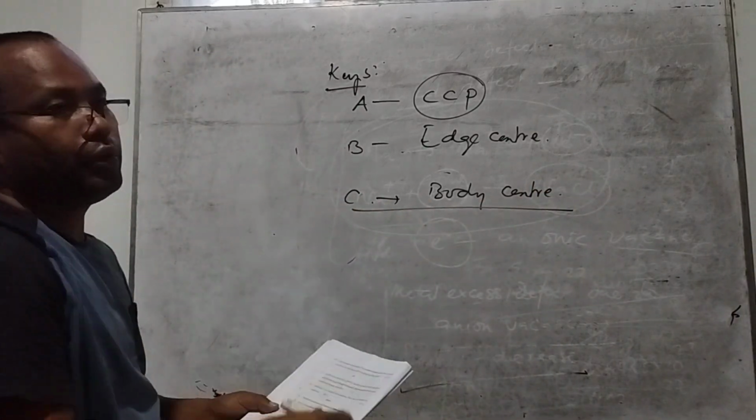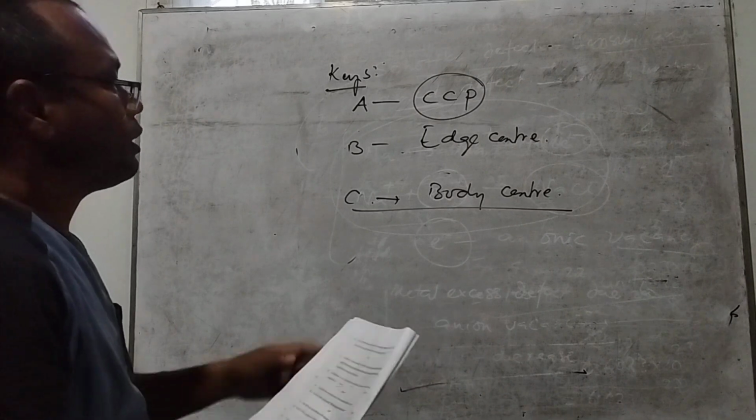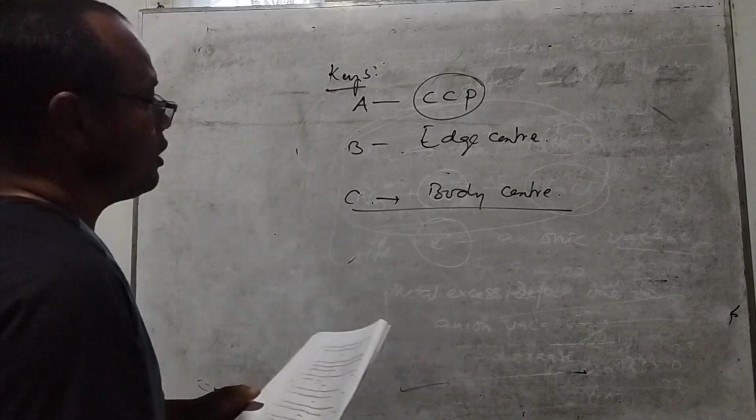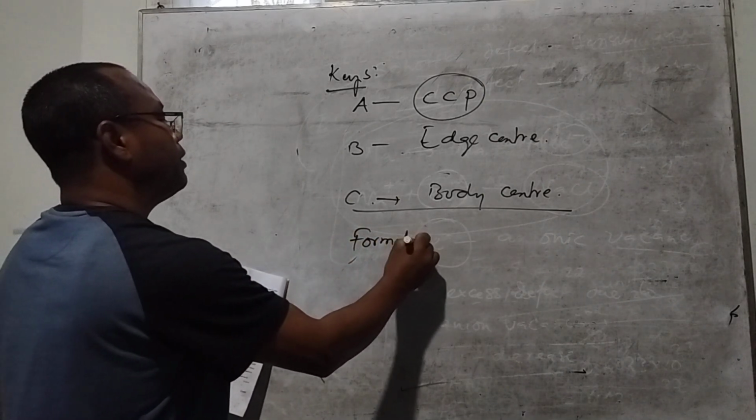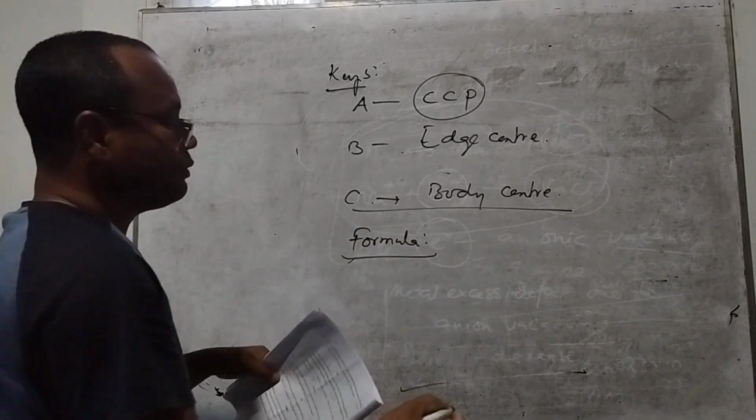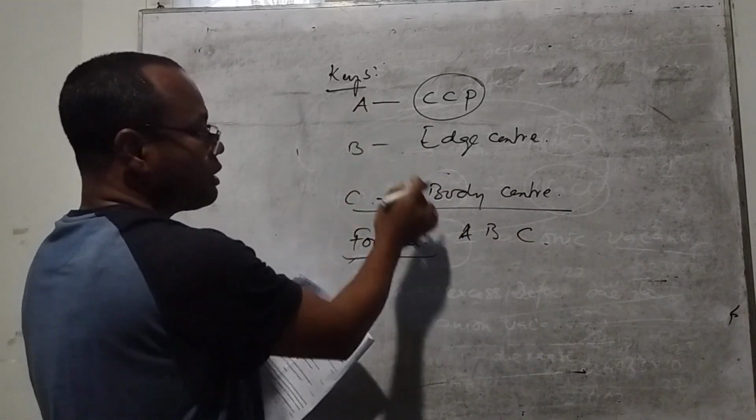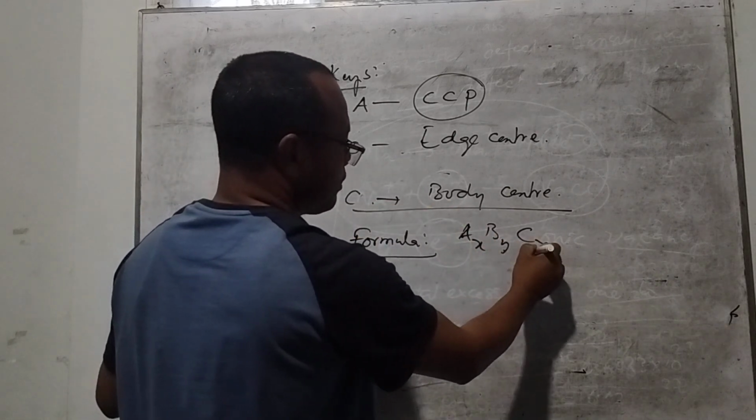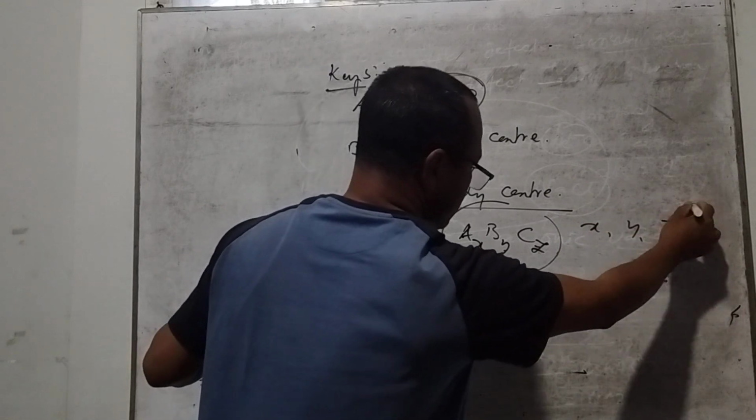So now when we write the formula of the compound, we should know the number of A, the number of B, and the number of C. So what will be the formula of this compound? Suppose I write a formula here, A, B, C. What is the number of A, what is the number of B, what is the number of C? We have to calculate X, Y and Z.